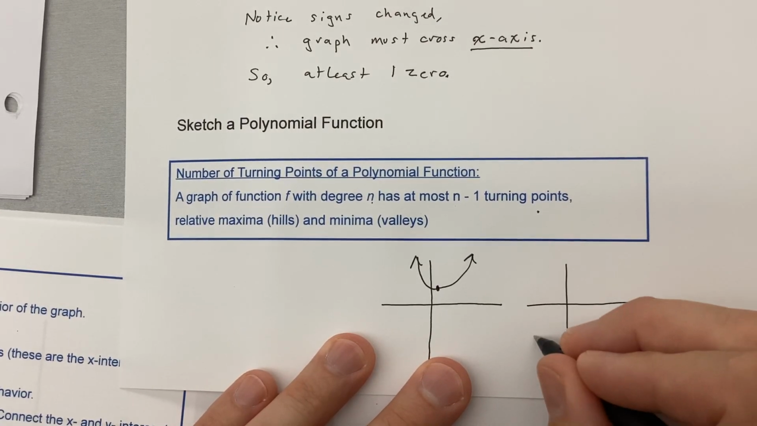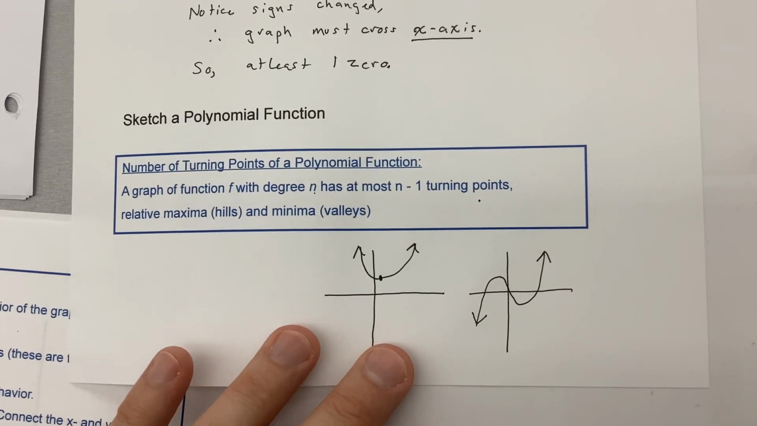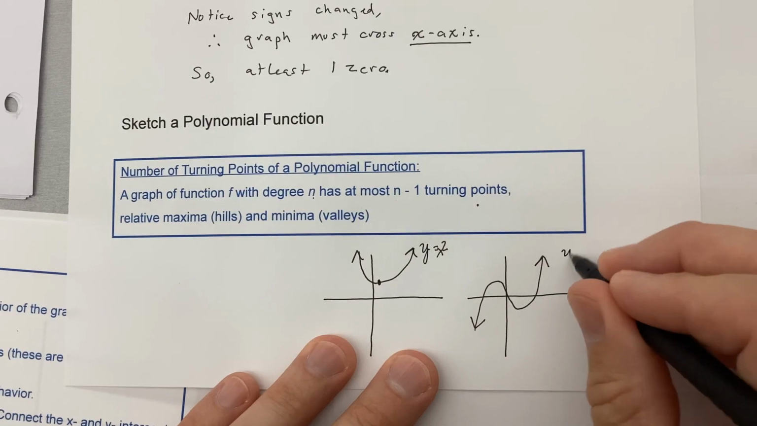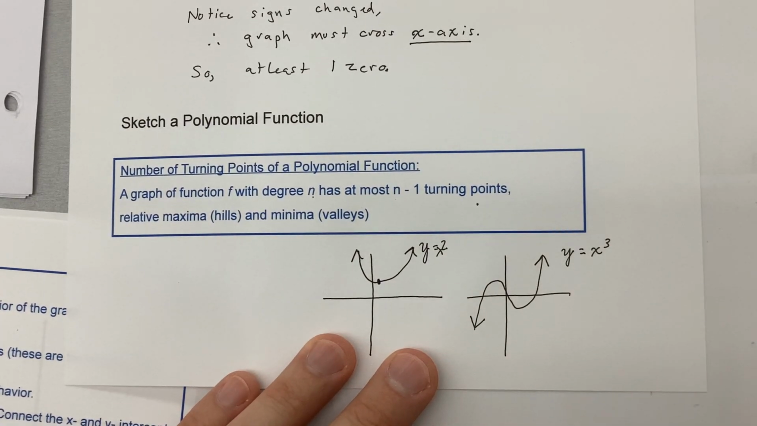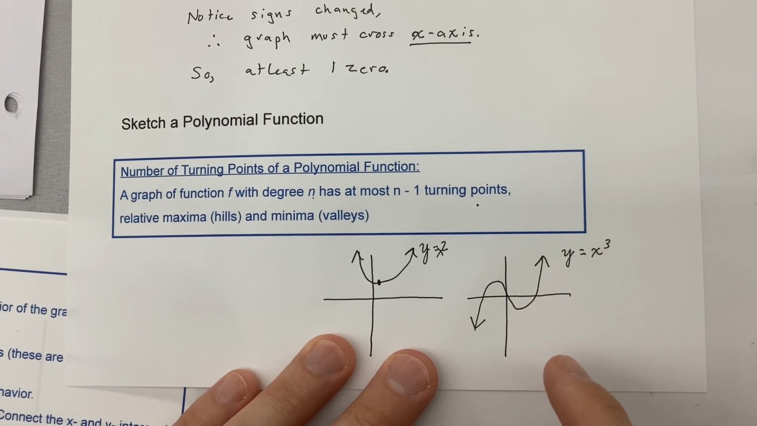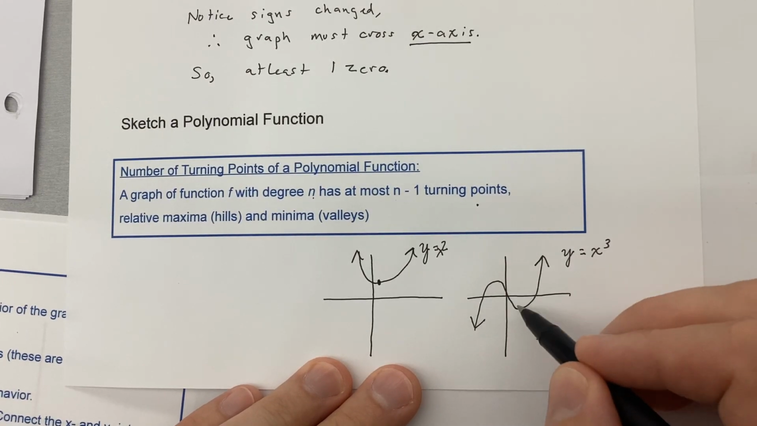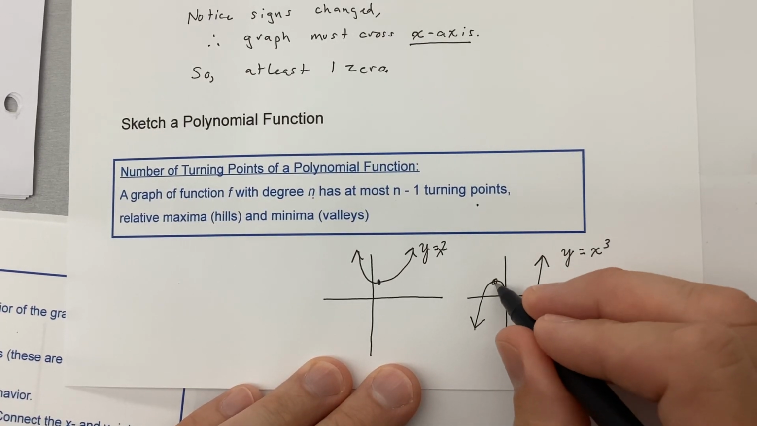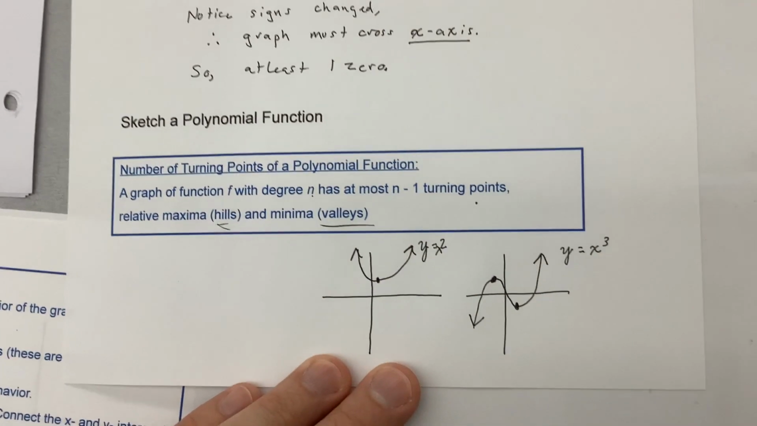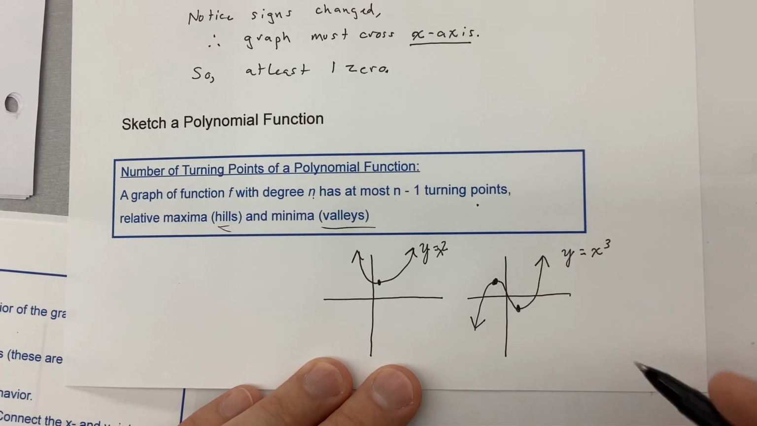We could look at a cubic function. A cubic function may look something like that. And how many turning points do we have here? 2. Turning points are when it changes from increasing to decreasing or vice versa. So our turning points are there and there, the hills and the valleys. So again, n minus 1, 3 minus 1, 2. We have at most 2.